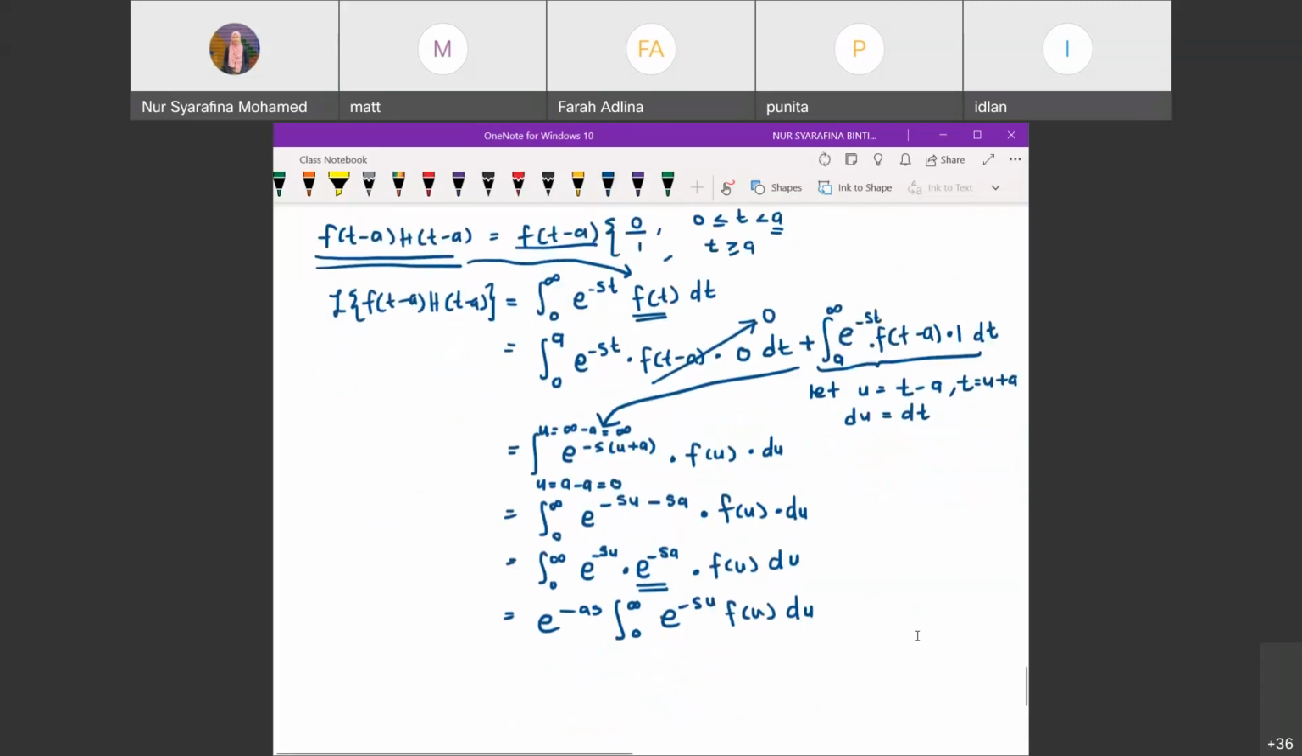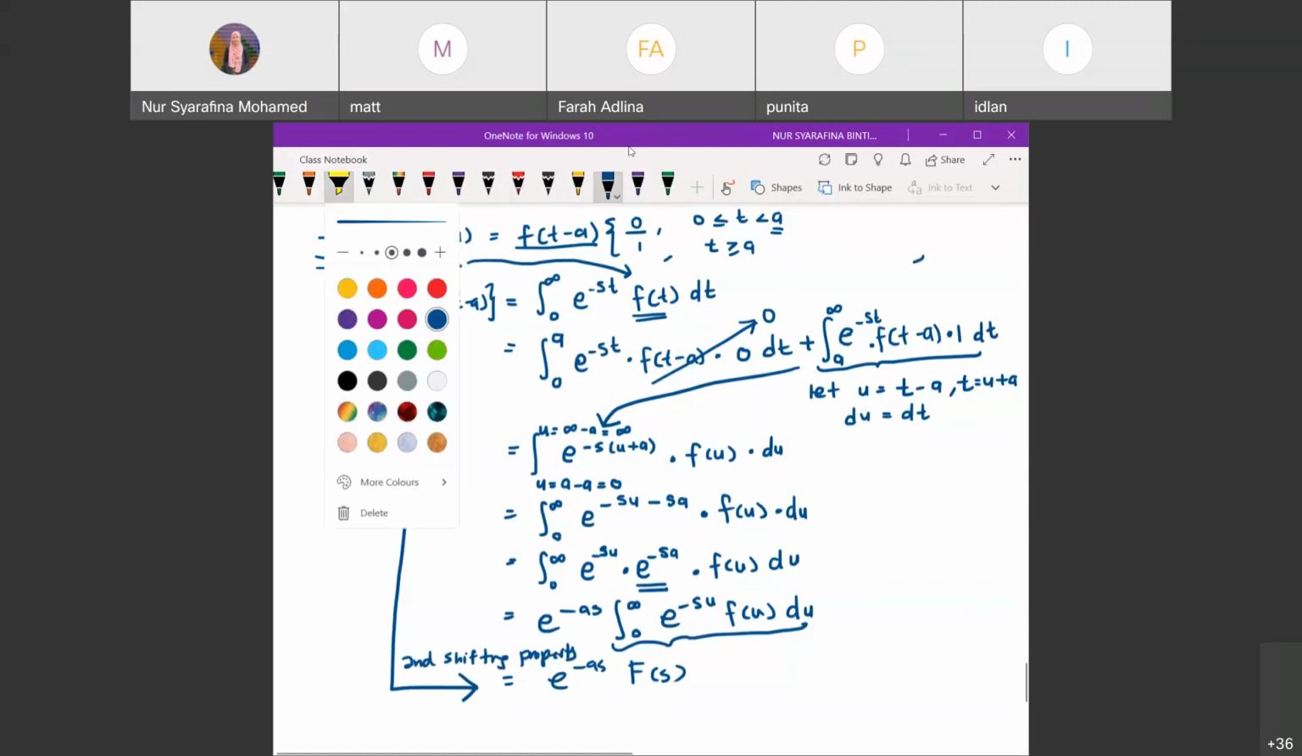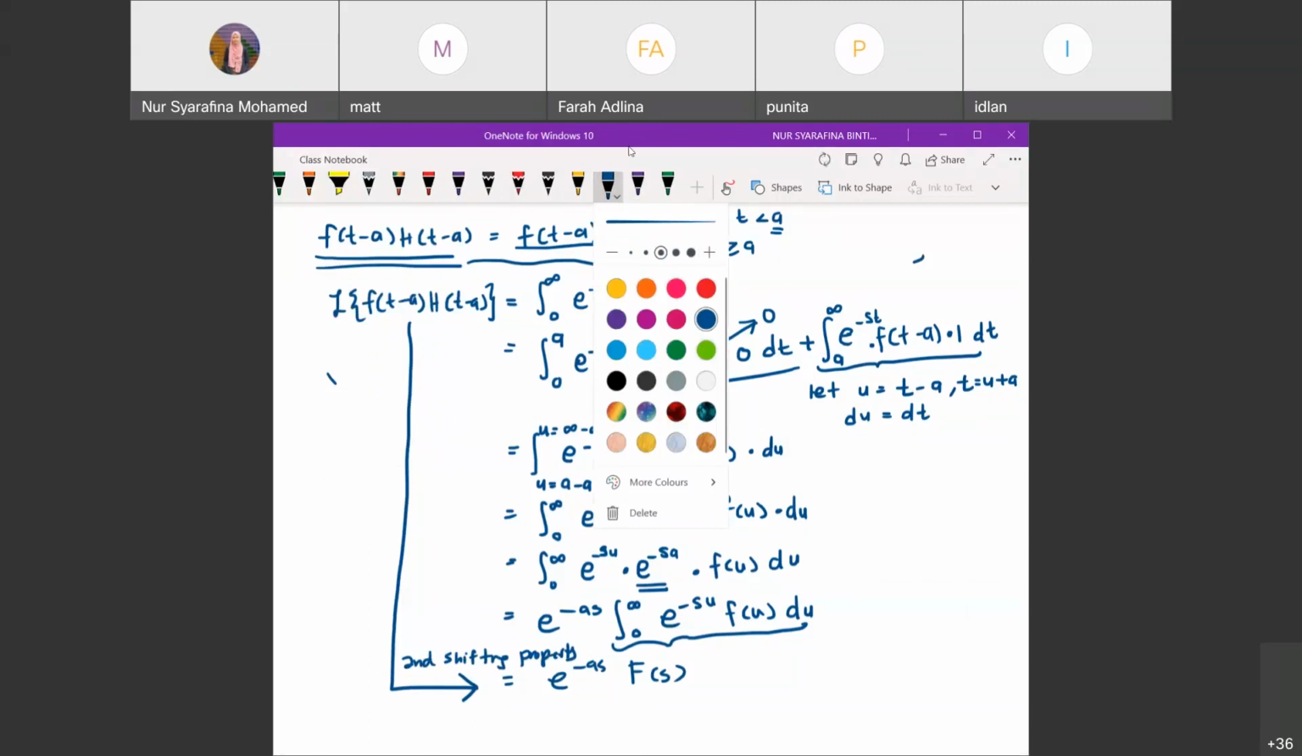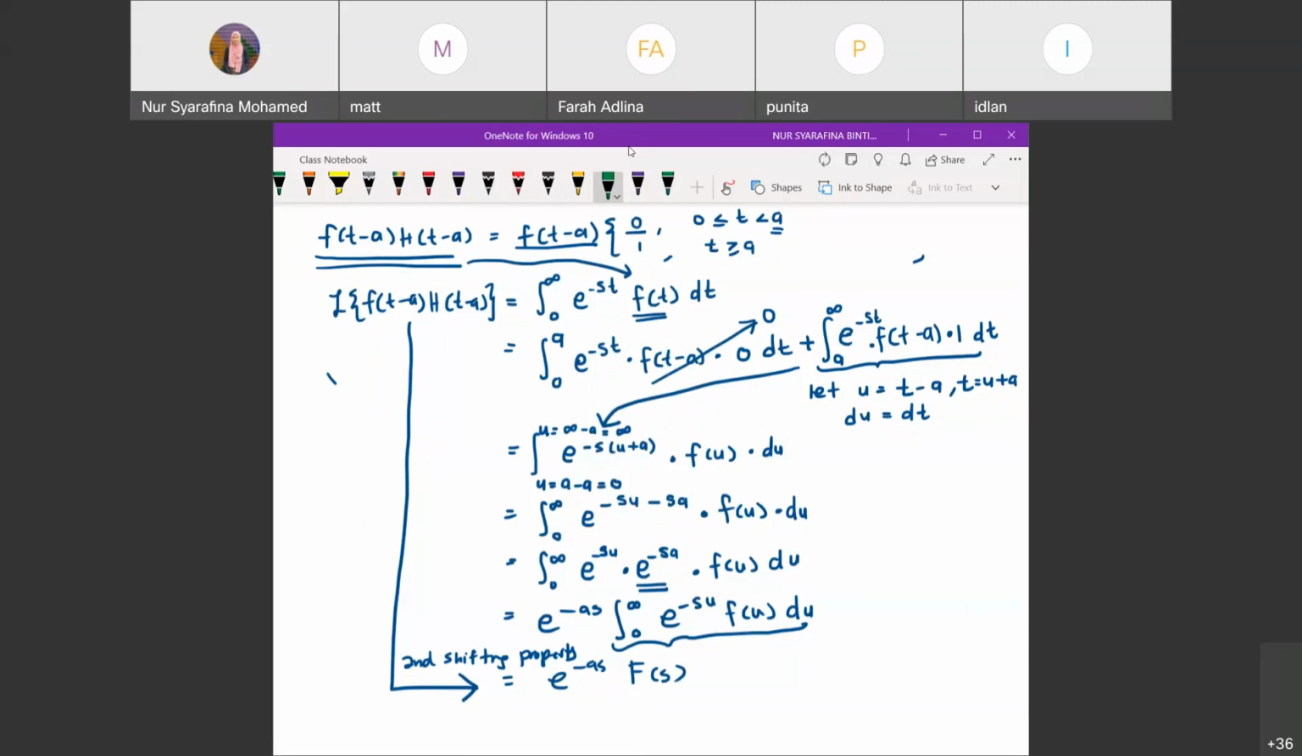Okay, as you can see, this is the definition of Laplace transform. So this is how we transform f(t minus a) h(t minus a), by the second shifting property. All right, clear now? Okay, understand?